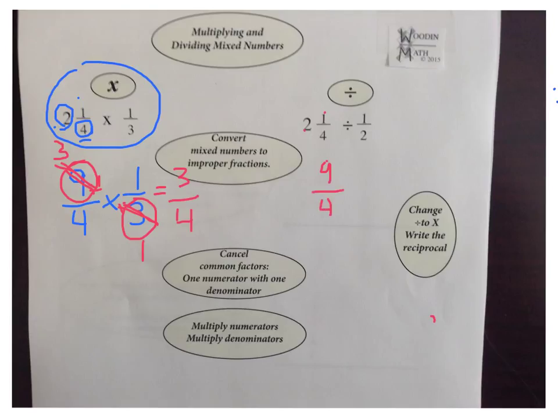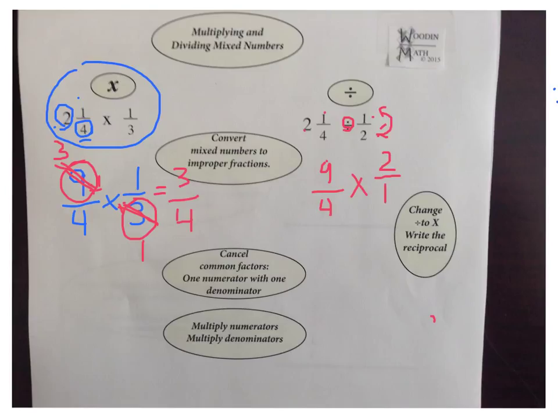The next thing I'm going to do is change the division sign to a multiplication sign. And I'm going to find the reciprocal of the second fraction. It's like grabbing it by its ankles and hanging it upside down. So instead of saying 1/2, I'm going to put the 2 as the numerator and the 1 as the denominator.